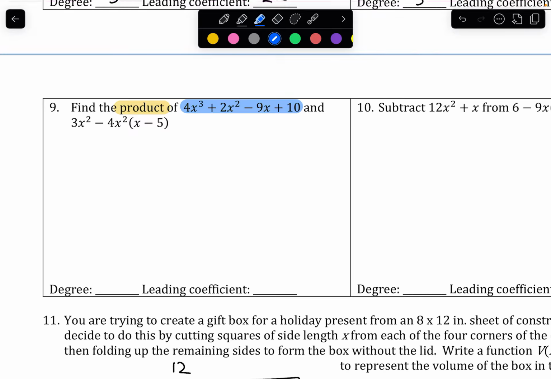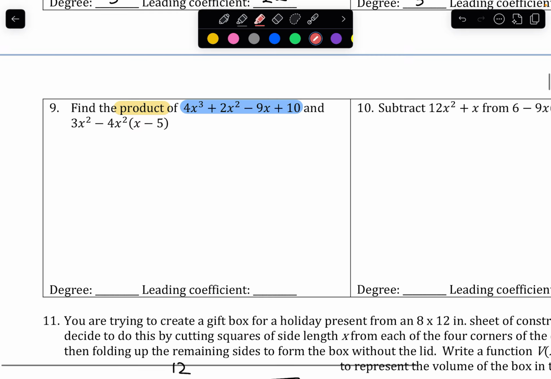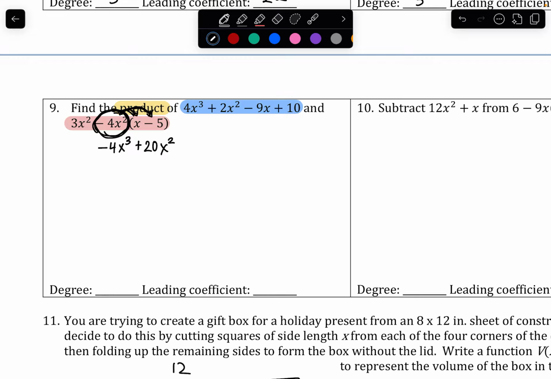this polynomial times this polynomial. So the red polynomial I just highlighted, we need to do some simplifying first. And so here we have a set of parentheses, that means distribute. So before we do anything, we need to distribute negative 4x squared to get negative 4x cubed. And then negative 4x times negative 5 would be positive 20, and then we still have the x squared. Anytime you just have a monomial, a single term in front of a parentheses, that's when you distribute.